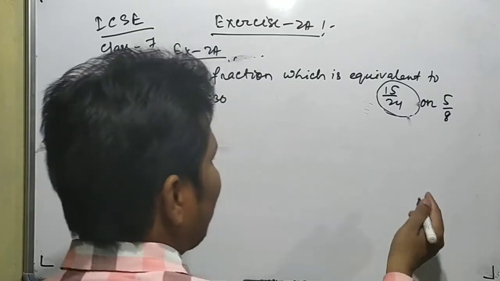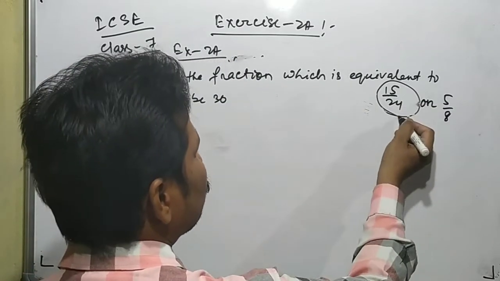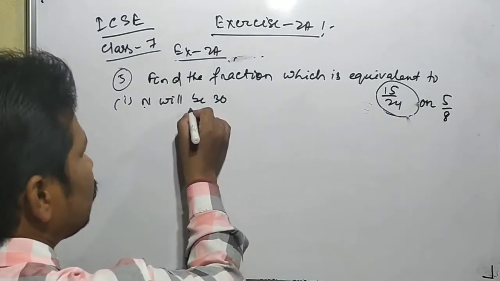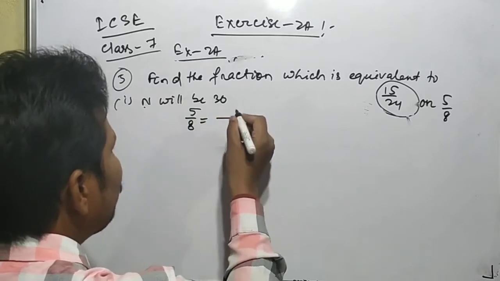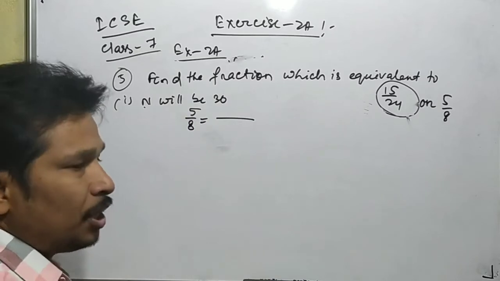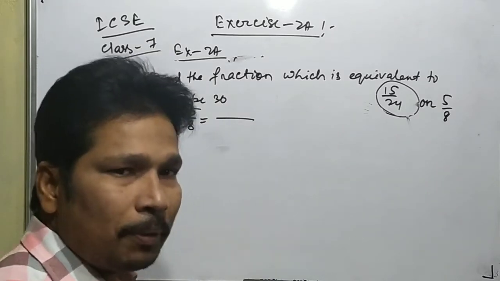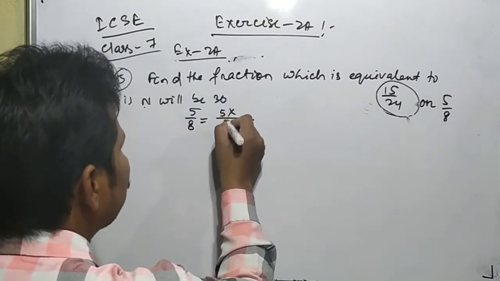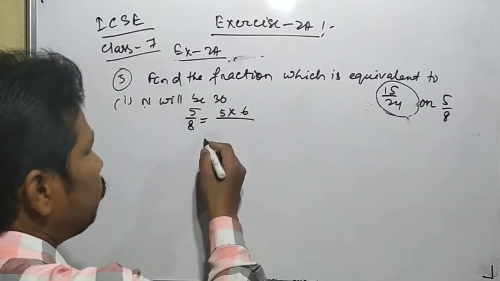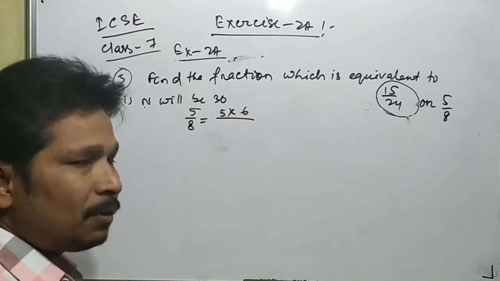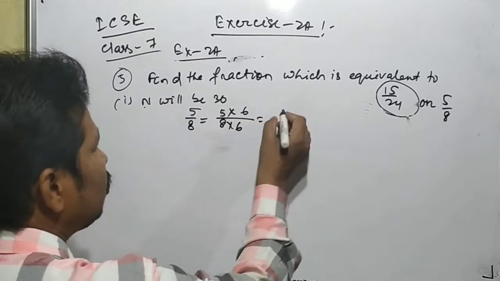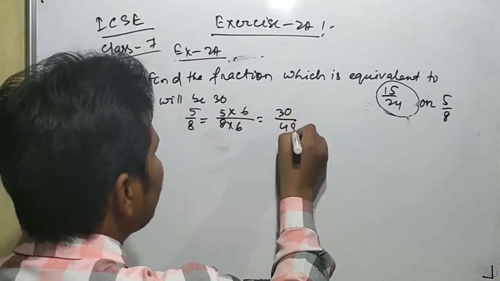Now we have to make the equivalent fraction of 15 by 24, or 5 by 8, whose numerator will be 30. That means we have to multiply 5 by a number such that the result will be 30. If we multiply 5 by what number? Definitely 6. Then the result will be 30. So if we multiply 6 with the numerator, then definitely 6 with the denominator. So 8 into 6, our answer is 30 by 48.